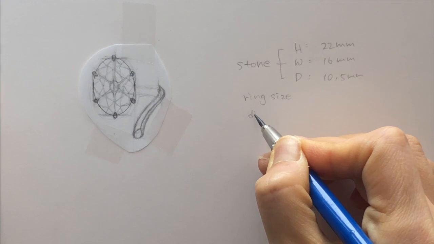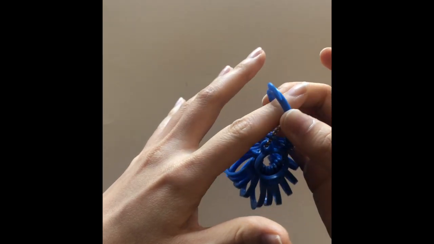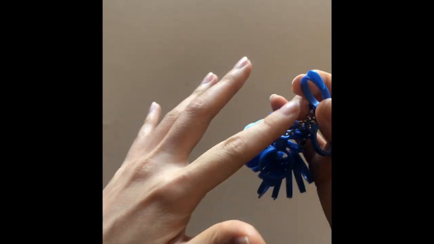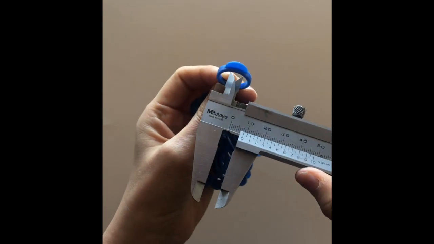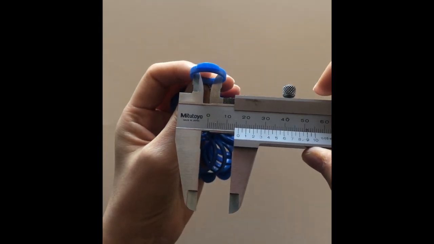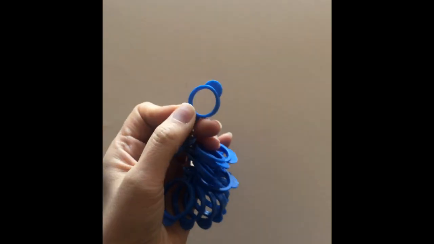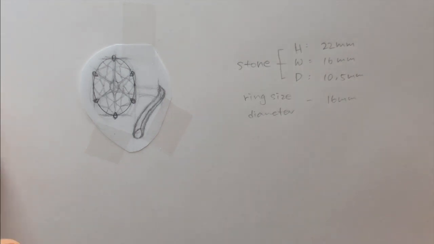Then I need the ring size, which will be my ring size. I tried a couple from the ring sizer and found the right fit. Then I measure the inside diameter. Now I'm ready to draw the front view and side view.